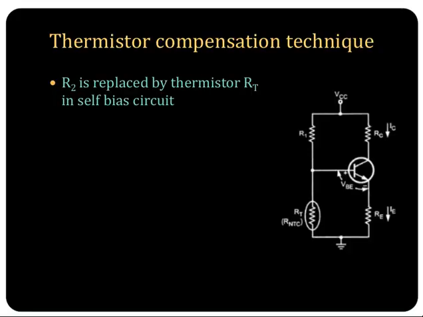Now we'll see the circuit. This is the first circuit where R2 is replaced by a thermistor RT in the self-bias circuit. So suppose this is I1 and this is the base current and this is I2. IT I am marking here, as this is the current through the thermistor RT.